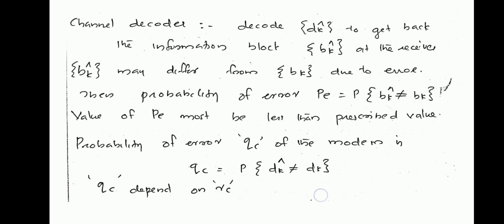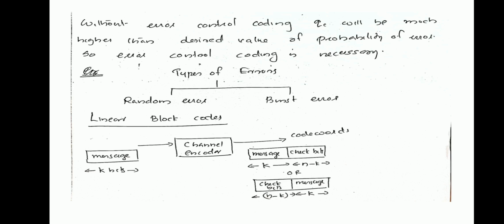So we said that if bk dash, that means our decoded message, is not equal to bk, then we can say that there is an error. To limit that error, we are not saying we can completely remove the error, but we can limit the error using these error control coding techniques. Now let us see what the types of errors are. There are random errors and burst errors. These are the types of errors that will happen to these encoded messages.